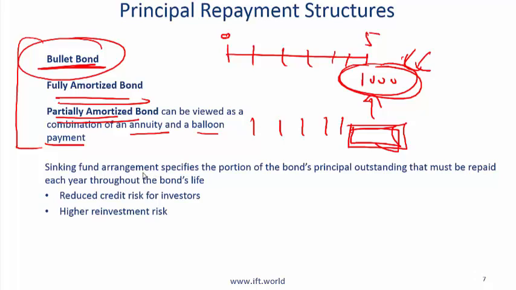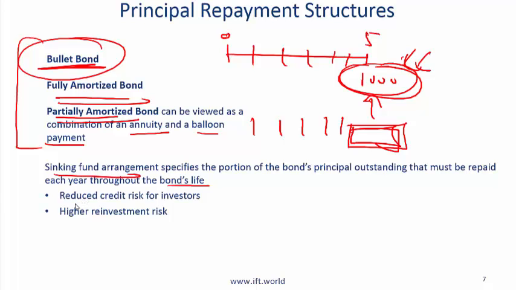Sinking fund arrangement specifies the portion of the bond's principal outstanding that must be repaid each year through the bond's life. Some bonds, when they are issued, specify that repayments of principal will happen per a certain schedule. And that schedule or that arrangement is called a sinking fund arrangement.